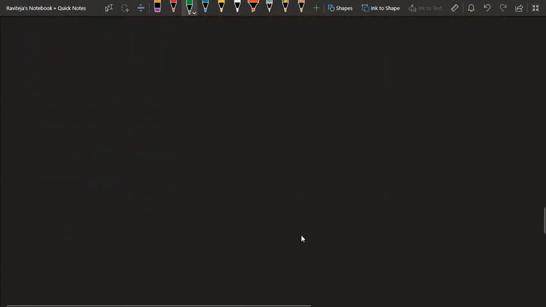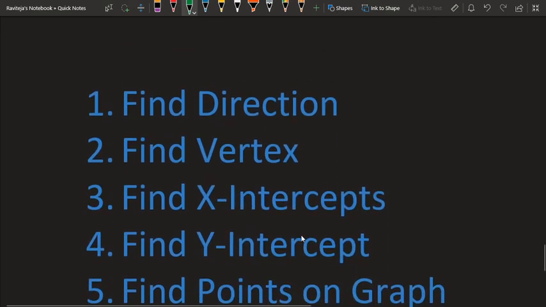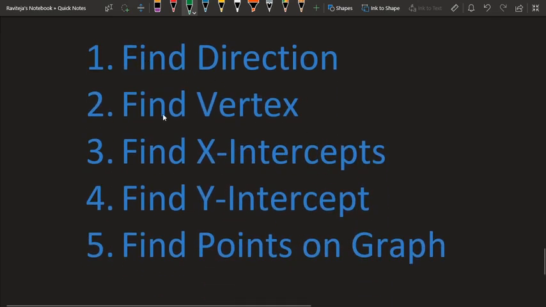And just before today's lesson is over, I wanted to go over the 5 steps again, which are just find the direction, find the vertex, find the x-intercepts, find the y-intercept, and then find points on the graph.